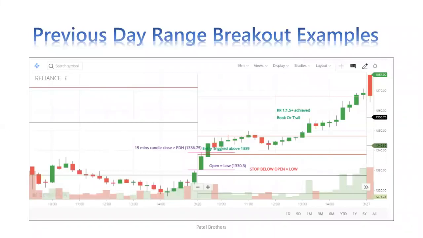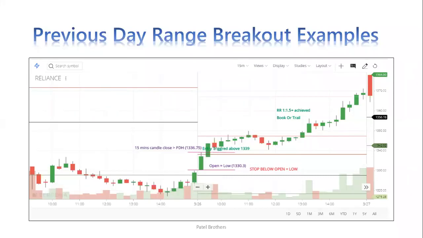So this is Reliance. This was the first 15 minutes: open equal to low was 1330.3, and high was 1336.75, which was above the previous day's high. The 15 minutes candle close was greater than the previous day's high. The previous day's high was 1336.75. So once this is closed, with the close above this high, what we'll do, we'll buy above this.